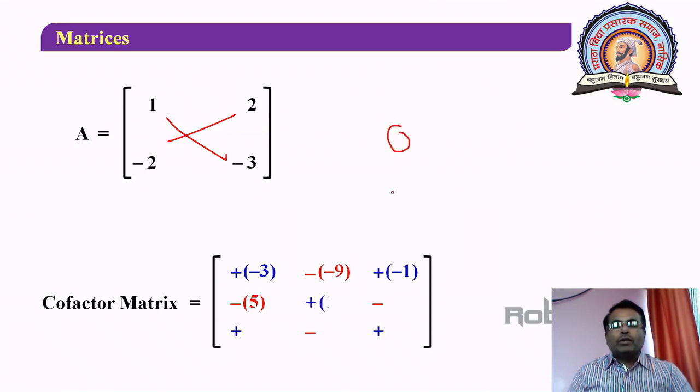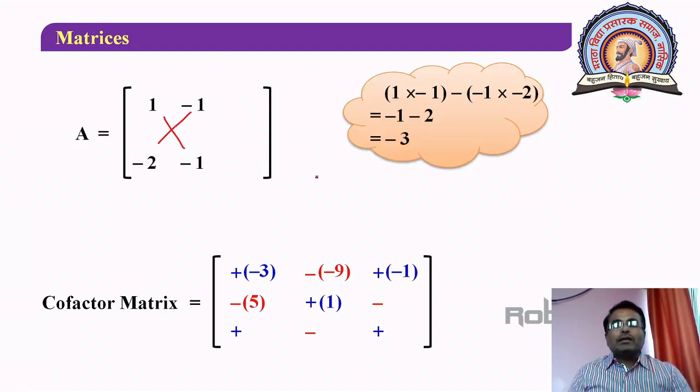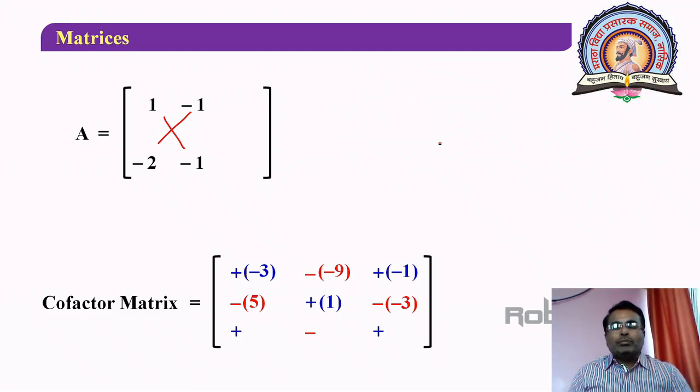In this way you will get. Okay, in the next step you have to consider this element. For this element delete the second row and last column. So you will observe they have disappeared, and therefore you have to consider product of this minus product of this. So what is that? You will get 1 into minus 1 and minus minus 2 into minus 1. So that is minus 3, that will appear here.